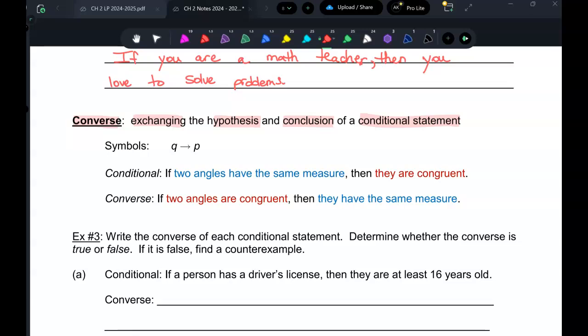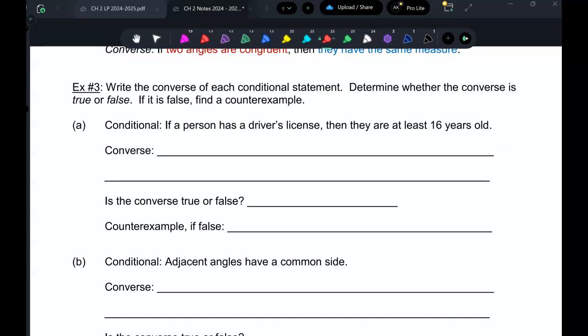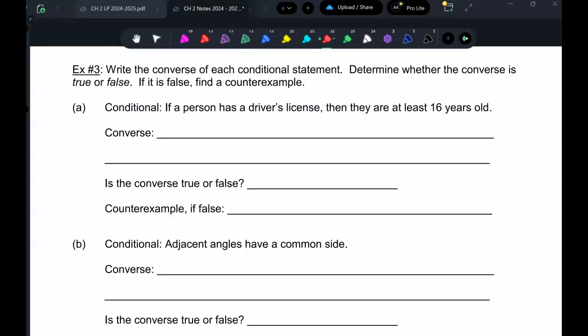Now, both of these are true statements. Would we agree with that? Yeah. Not every converse is going to be true. So what we're going to do is take a conditional statement, write the converse, and then determine if it's true or false.